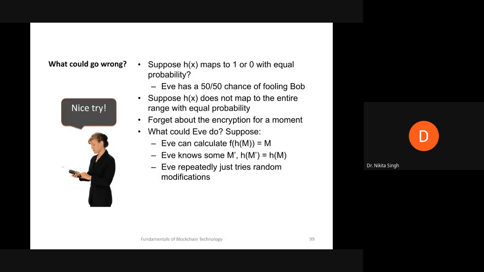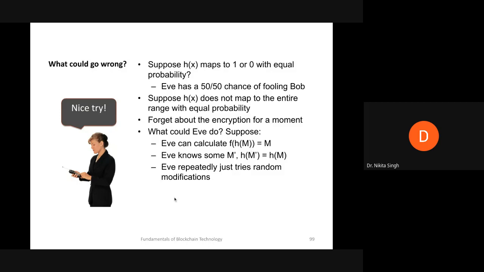She cannot change the hash function because she would not know, because the hash function is a one-way function. If she wants to alter the hash function also, she will have to repeatedly try some random modifications. And one important thing to note here is that the hash function, that is this hash function h, is tied to the message, because we are using the message to compute the hash.